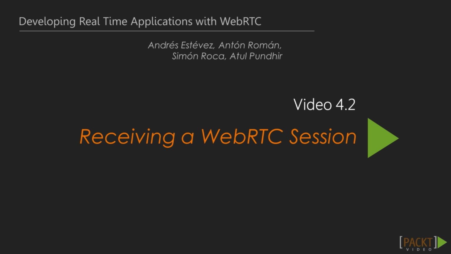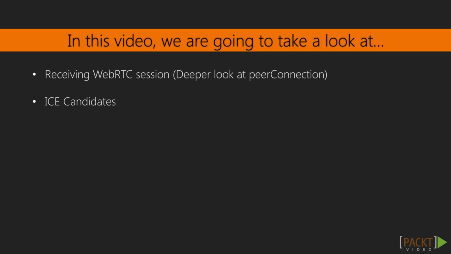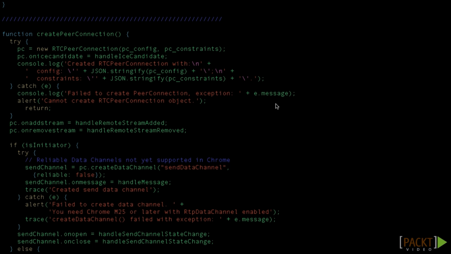Welcome back. In the last video, we saw how to set a few callbacks for providing signaling using socket.io, and how to get the user media according to our constraints. In this video, we plan to teach you how to receive a WebRTC session, how an SDP is offered and answered, so the peers can be connected. This includes the process of ICE candidates exchange. Let's go back to the code where we were before.